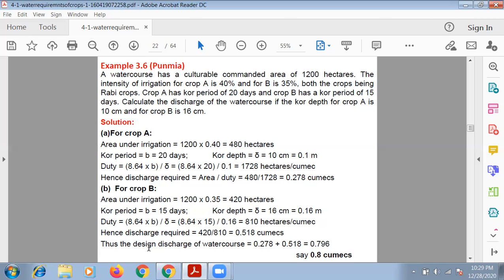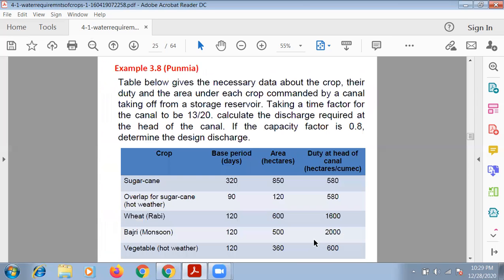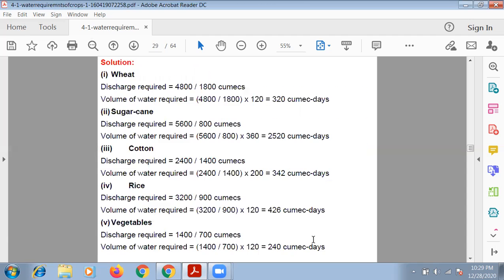So thus the discharge of the watercourse should be designed for both the crops, crop A and crop B. So for crop A it is 0.278, and for crop B it is 0.518. So when you add this, it is 0.78. So we have to round off the value, so it would be 0.8 cumecs. Okay.